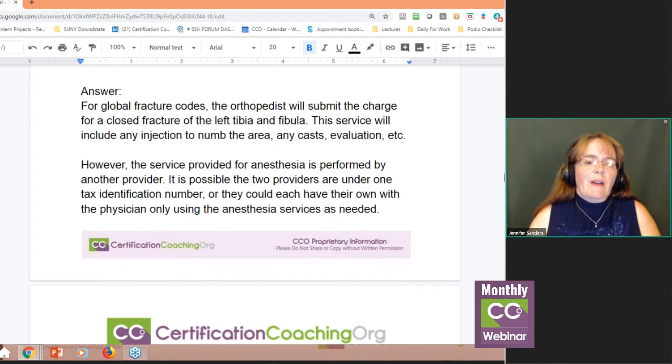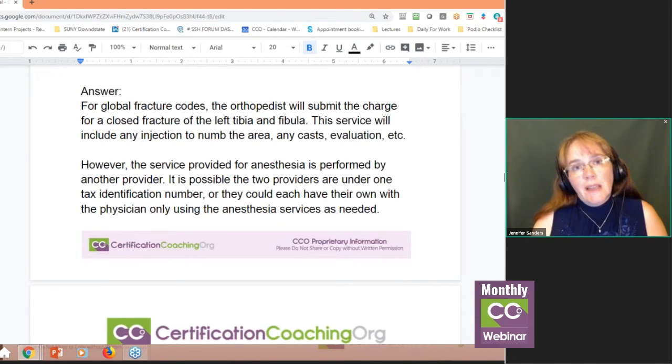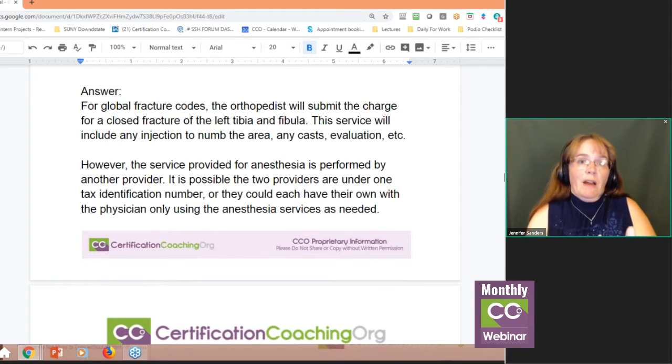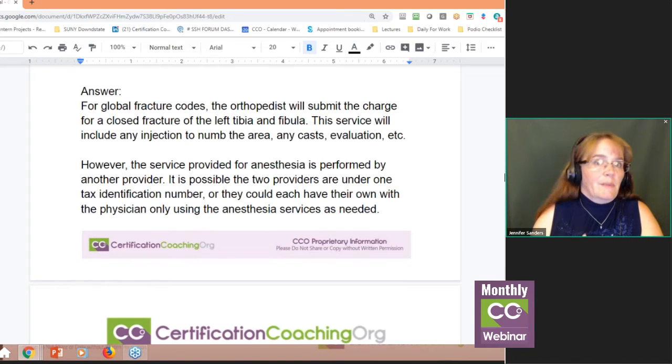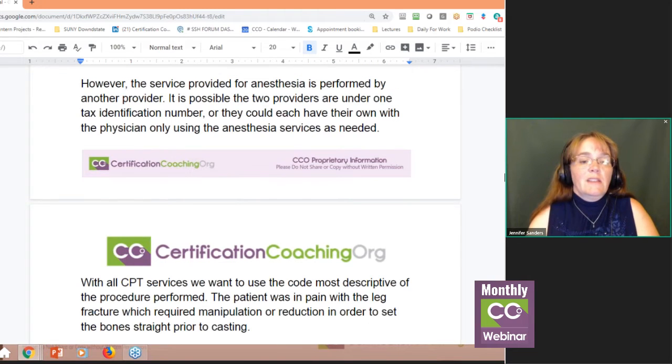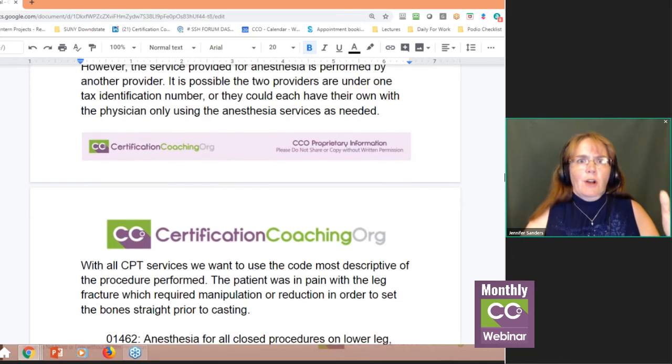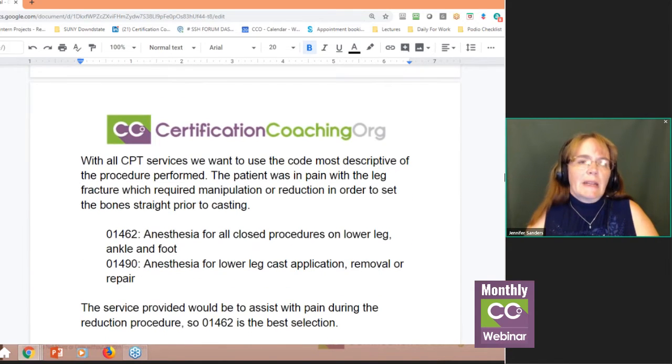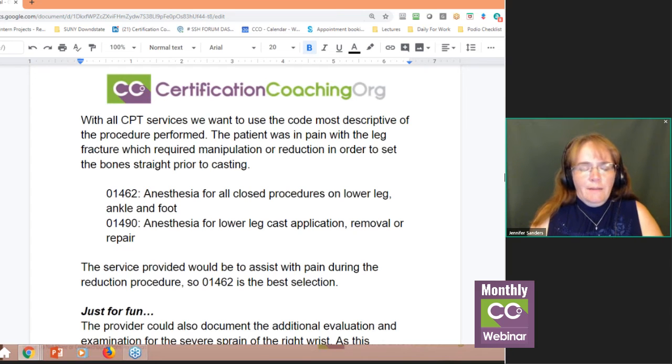However, the service provided for anesthesia is being performed by another provider. Now, you'll know in some CPT codes, the physician cannot perform the anesthesia themselves. There are some codes that specifically say the anesthesia is provided by somebody else, by an anesthesiologist. So they break some of those codes out. So it's possible that these two might be under the same tax ID number, which comes into our billing aspect. But it's possible, like if they're in some kind of large building with a lot of different services, they called somebody in to help them. Either way, you will see in the end.